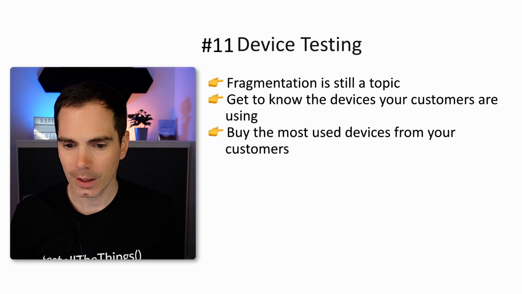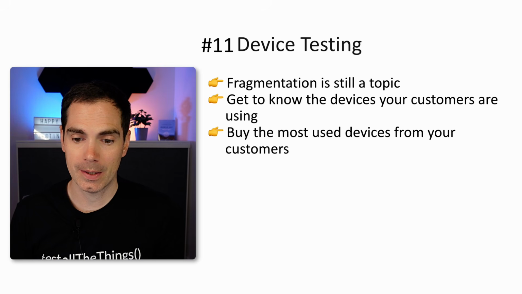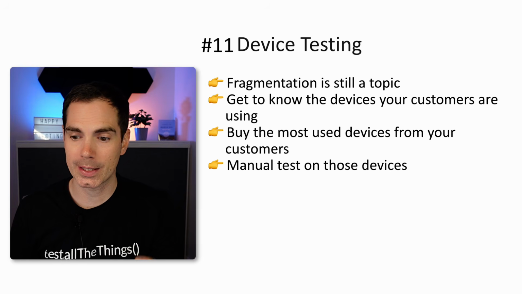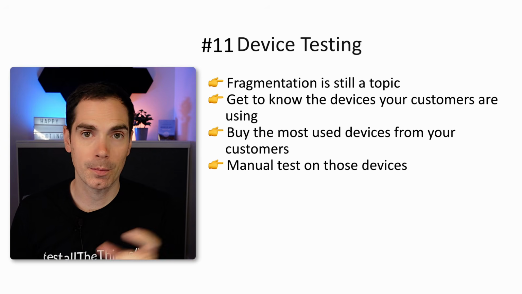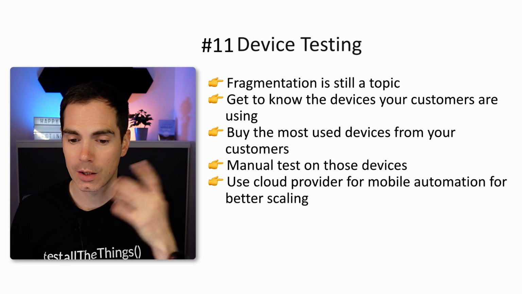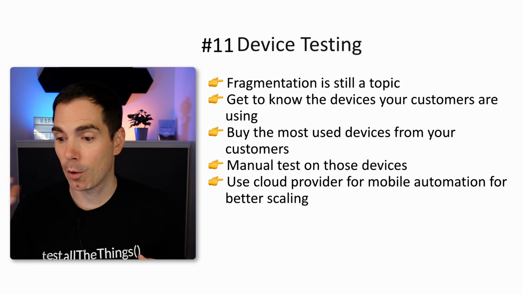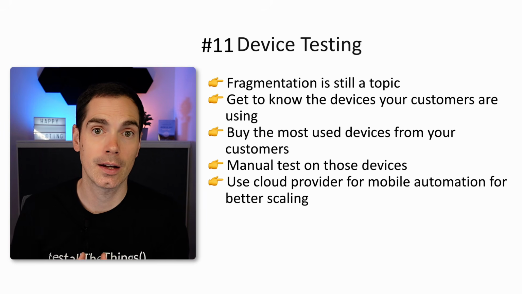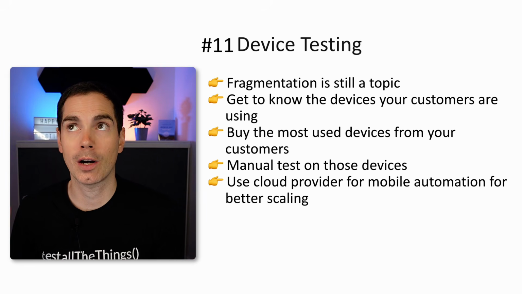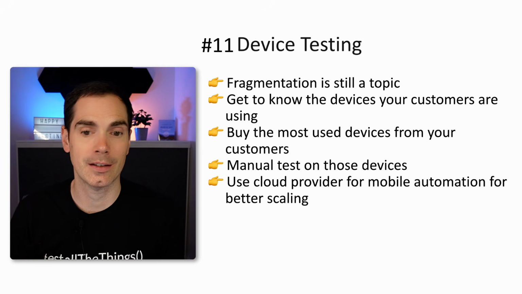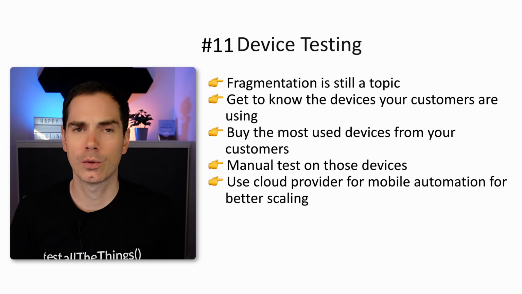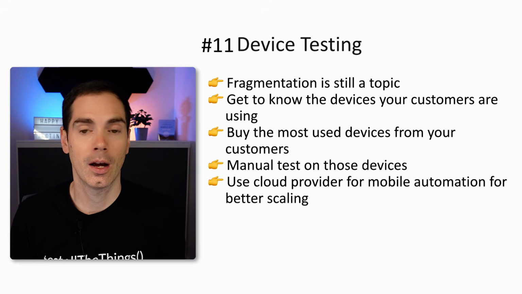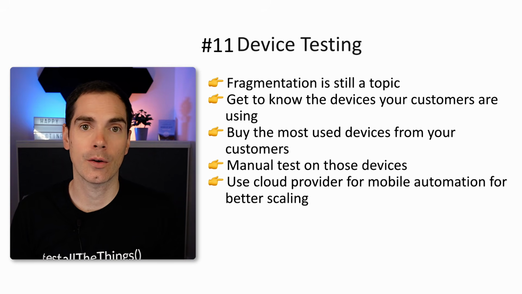Yeah. Then of course get the devices, maybe buy some devices for the office, for manual testing, and then maybe also get some help from cloud providers. That's what I mentioned over here. So use cloud providers maybe for mobile automation, for better scaling, or to do some exotic testing on a specific device that users start complaining about, but you don't have too much usage of that device. So there are a lot of tools and providers out there that can help you tackle the fragmentation. But I always recommend people to test on real devices.